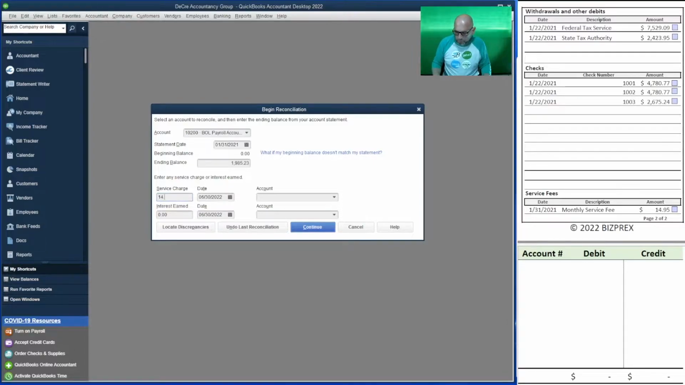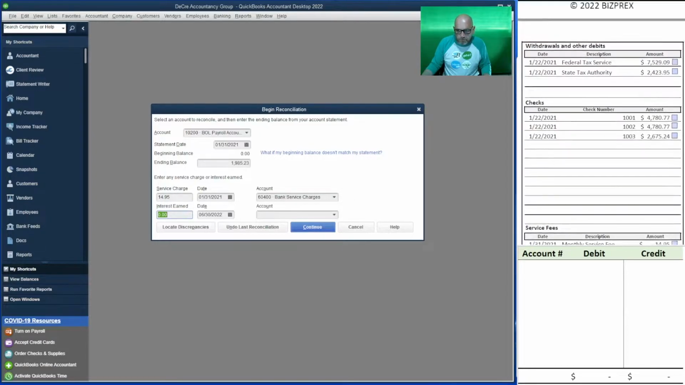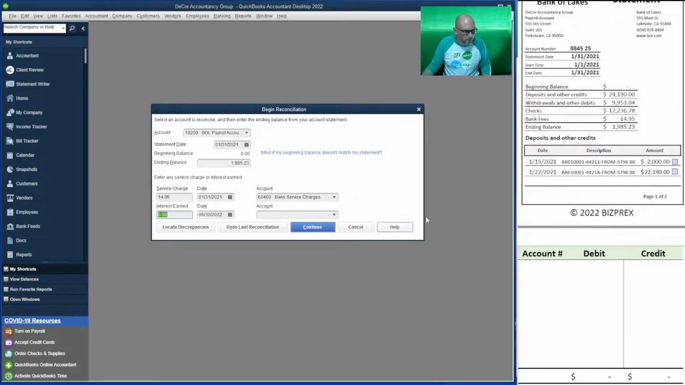Service, $14.95. The date will be 1/31/2021. And the account would be bank service charges. We don't have interest fees on this one. Okay, so let's go ahead and show what's happening with this amount. We do know it's an expense. Expenses go up when debited. There it is. What else is happening? They're taking that money out of our payroll account.